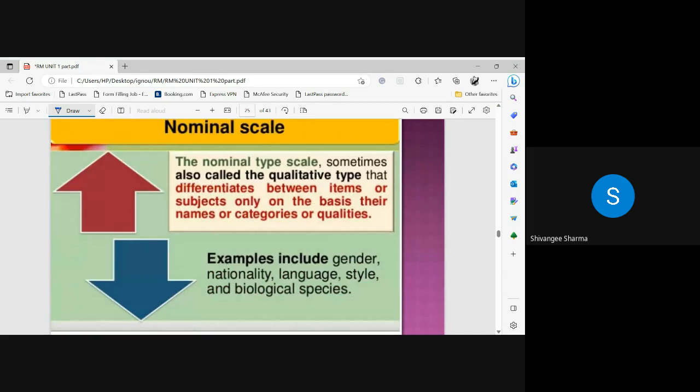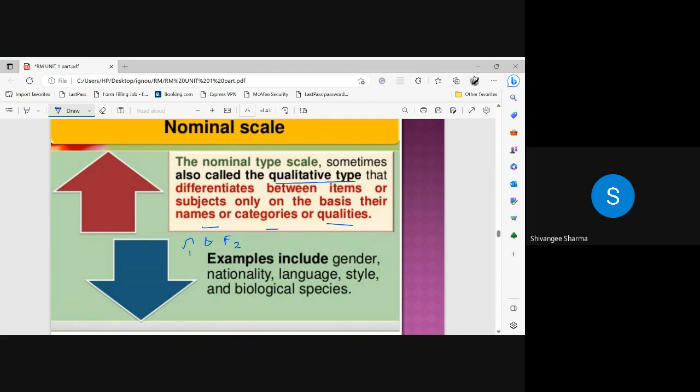Now let's talk about the nominal. So the nominal type scale, also known as qualitative scales, differentiate between items or subjects on the basis of names or categories or qualities. Suppose you are studying something on male and female. You give one number for male and two for female, right? So this is your nominal scale where you just categorize, right? Only categorization is done in nominal scale.